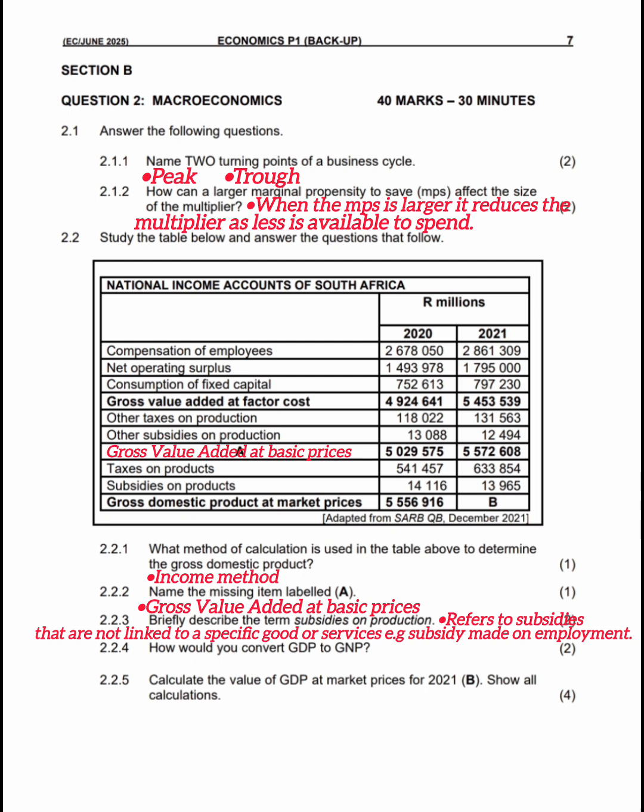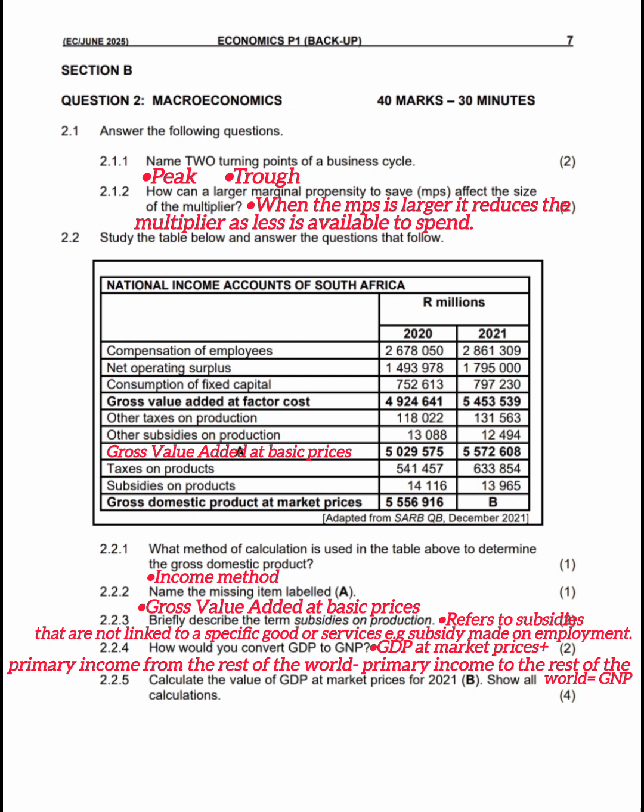And then we have our 2.2.4. How would you convert GDP to GNP? Interesting. So by now I'm sure you know this one. So we're going to say GDP, gross domestic product at market prices, right? Plus primary income from the rest of the world minus primary income to the rest of the world, then that is going to equal GNP.